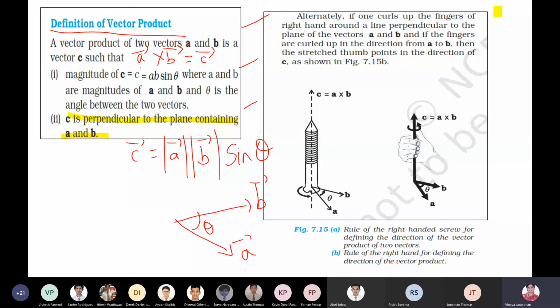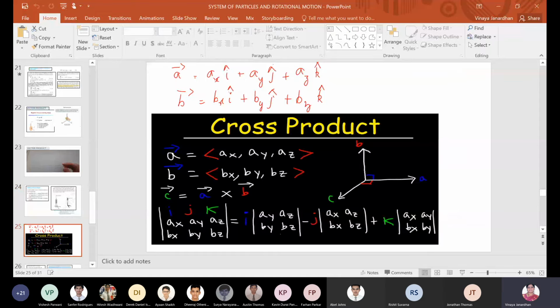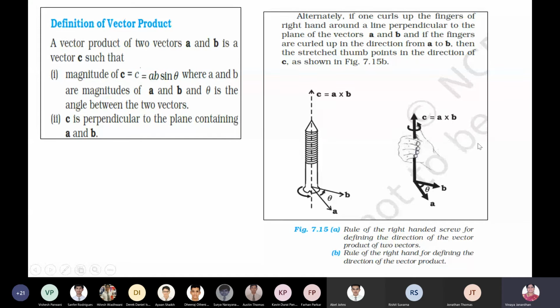Understood. Okay, we'll do a numerical. Boys, have you started with matrices? Have you started mathematics matrices? No, ma'am. You have not started. Determinants. Have you started determinants? No, ma'am. Nothing. Okay.